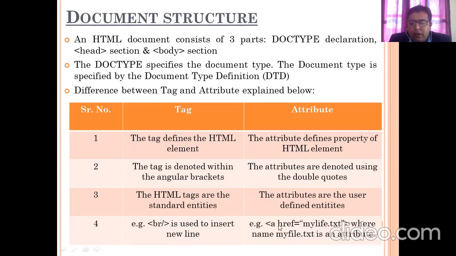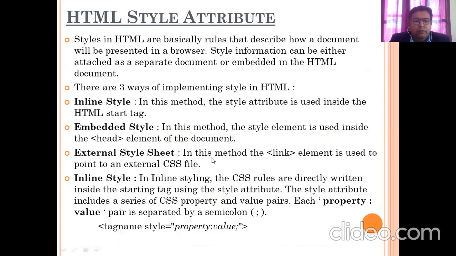For the attribute, what is used for the hyperlink is href, which is equal to, in double quotes, myfile.txt. So this particular portion will become a hyperlink. Whatever you provide between the double quotes becomes the attribute value, an important property of that attribute. Here the name myfile.txt is the attribute value. In the exam, they again ask you to differentiate tag and attribute. I think it's clear to you, right?